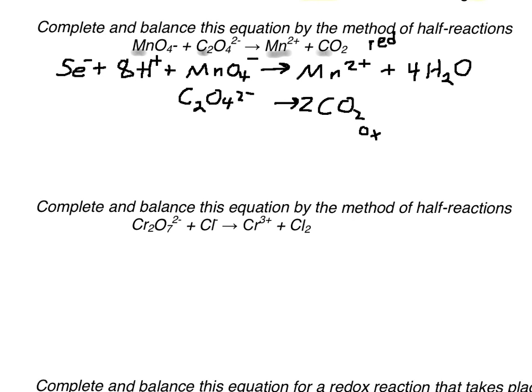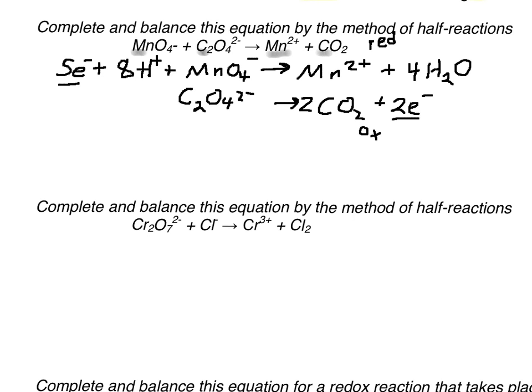Now notice that I have electrons being added to the reduction reaction. I have electrons being removed from the oxidation reaction. This should always be true, that electrons are being added to one and taken away from the other. They should never both be on the same side of the equation.